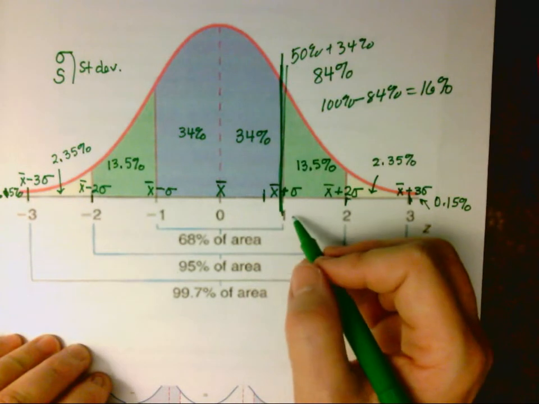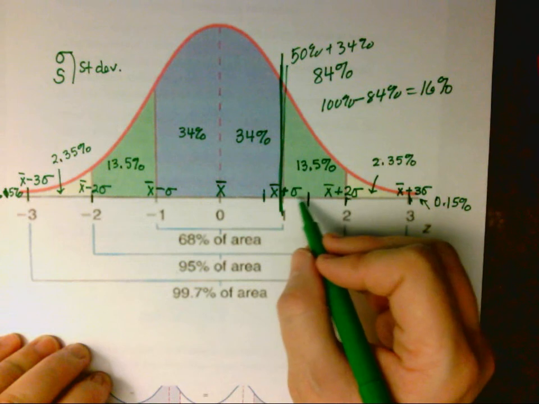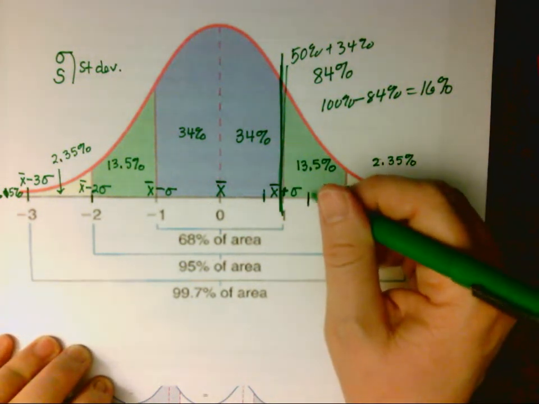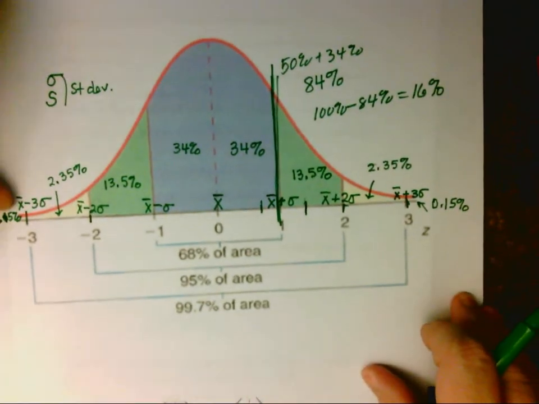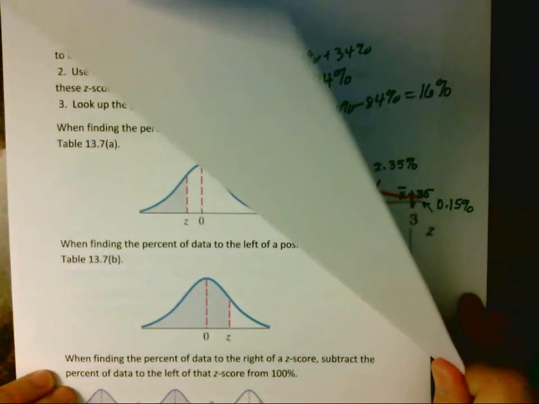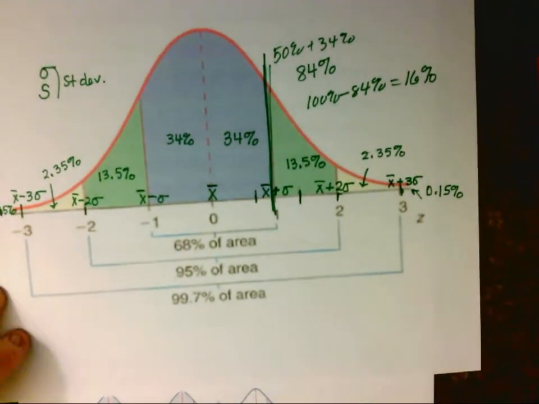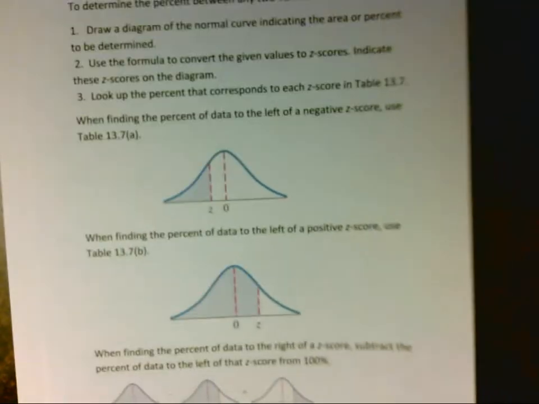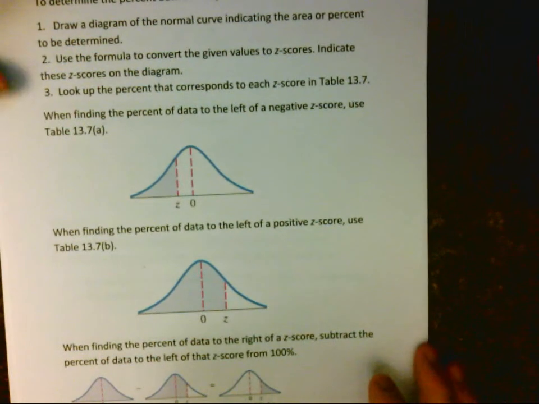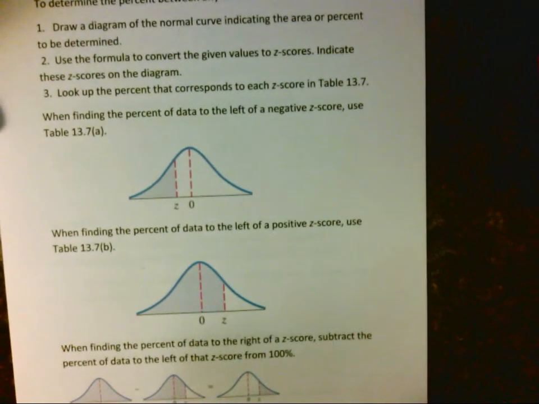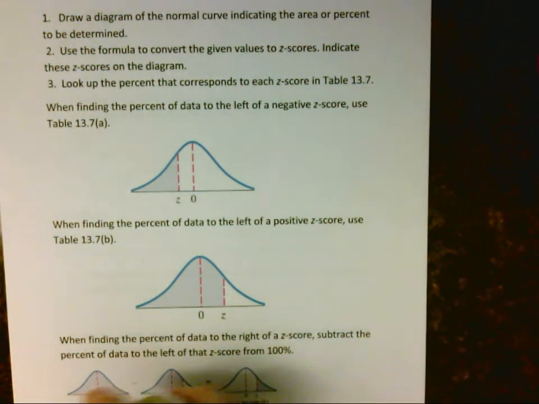But the problem is, what if your IQ landed right in here somewhere, halfway in between or somewhere else? We need to be able to calculate the percentiles for the graph. And so here are the procedures for doing that. To determine the percentile between any two values, we draw a diagram. Oh, this looks like it's the harder section.